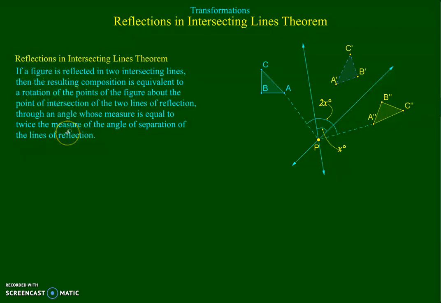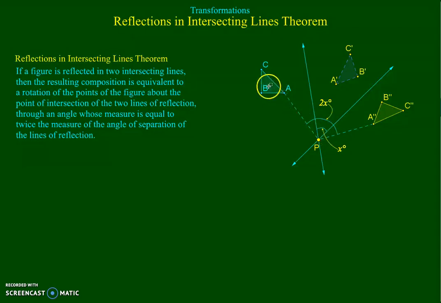Lots of words, but it's a really simple theorem. Here we have two lines that intersect. The angle of intersection, the angle of separation of the intersecting lines, is this angle here, x.